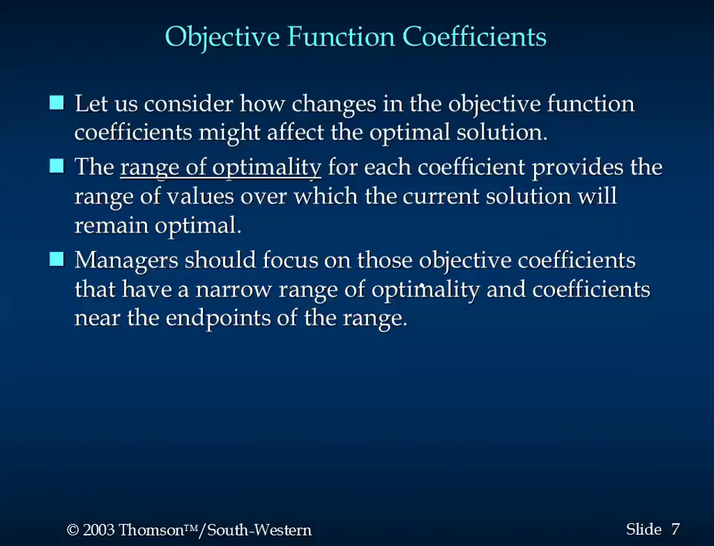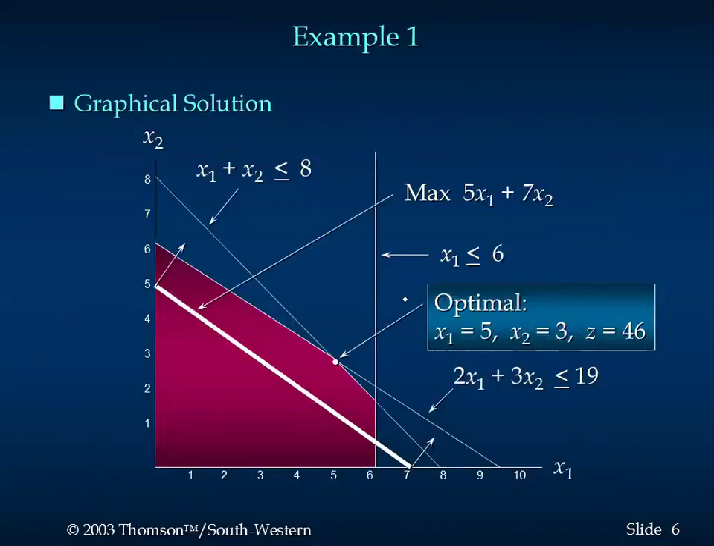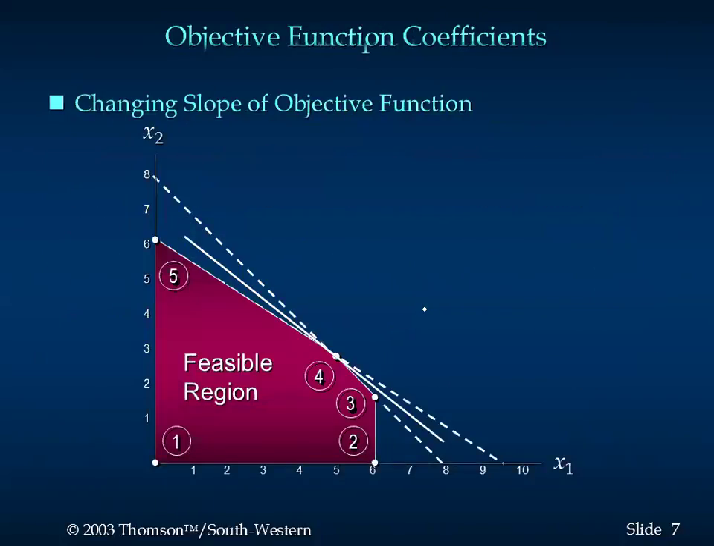So, in other words, where the range of optimality is very narrow, that means it's very sensitive. Right? Very sensitive. So, even a slight change in the objective function coefficient can totally change the optimal solution. Okay? So, that is the first thing. Right? Now, how does that work?